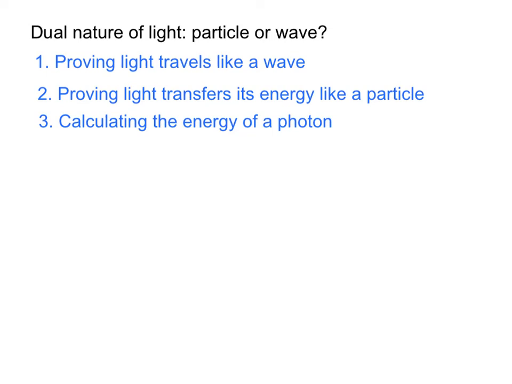In this tutorial, we are going to talk about the dual nature of light. So is light a particle or is it a wave? First we'll talk about how we prove that light can travel like a wave. And then we'll talk about proving how light can transfer its energy as if it's a particle. And then we'll talk about how to calculate the energy of photons.